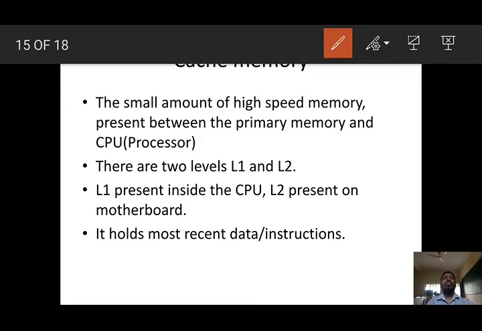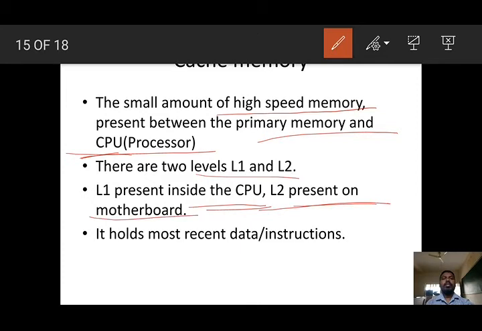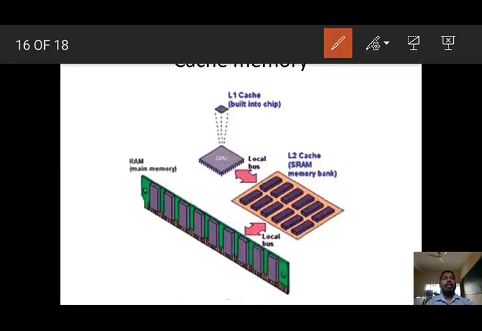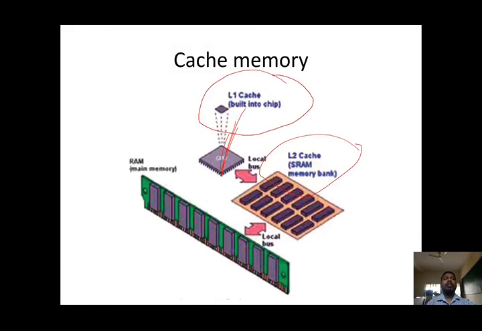What is cache memory? It is a small amount of high speed memory present between primary memory and the CPU. What is the term CPU? It is the processor. There are two levels. In the first PUC they mentioned there are two levels, level 1 and level 2. Level 1 is present inside the CPU, which means inside the processor. Level 2 is present on the motherboard. It holds the most recent data or instructions. You can see in this cache memory there are two levels. L1 is built into the chip, clear. In the processor only L1 is present, L2 is present on the motherboard.